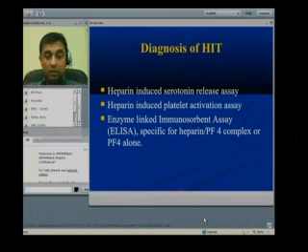The other two tests are very commonly done in all laboratories. The second test is the heparin-induced platelet activation assay, in which the patient's serum is combined with donor platelets, and they put heparin in it and see the aggregation of the platelets. This test is not very sensitive, but it is highly specific for HIT. The third test is very commonly done. It's the detection of anti-heparin PF4 antibodies, and the technique used for this is the enzyme-linked immunosorbent assay.